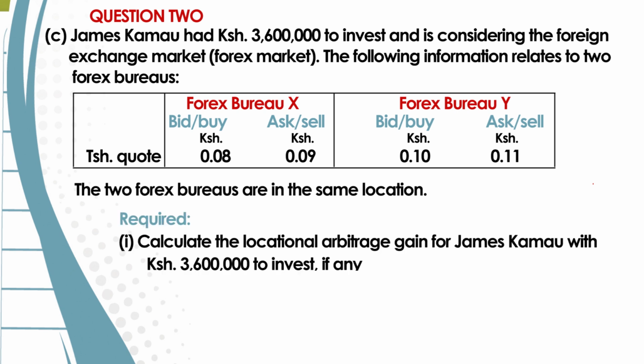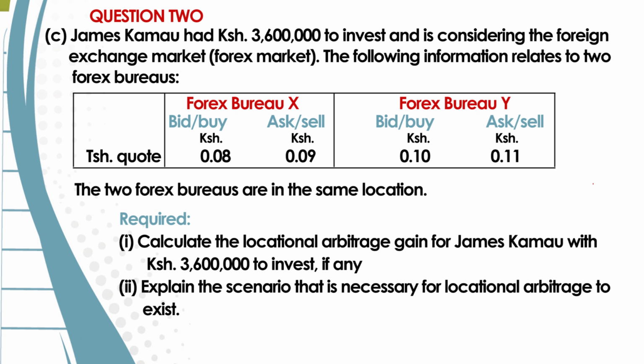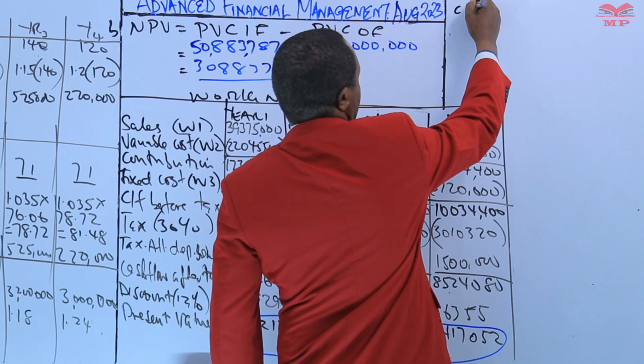Required, calculate the locational arbitrage gain for James Kamau with 3.6 million shillings to invest, if any, 4 marks. Roman 2, explain the scenario that is necessary for locational arbitrage to exist, 2 marks. That is the question. Roman 1.